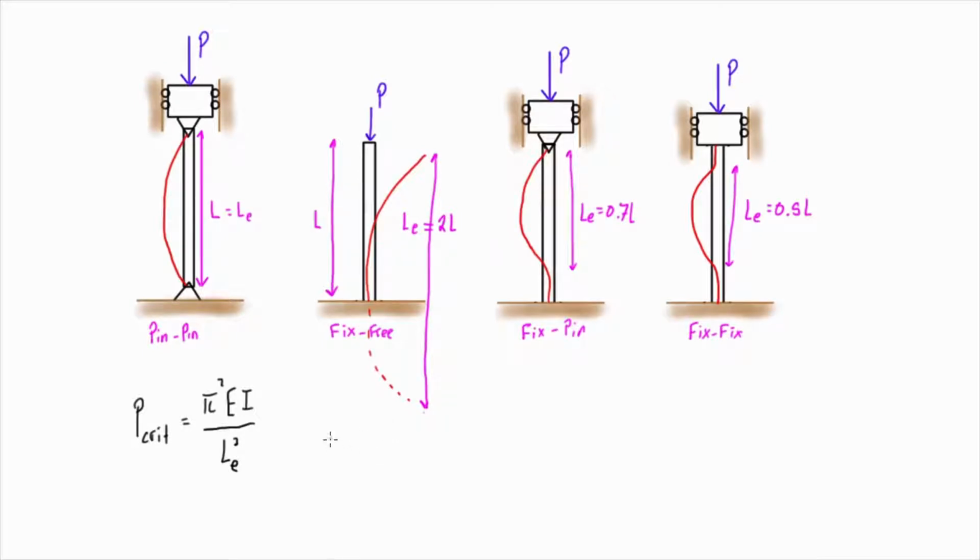Same thing goes for the other expression that we had here for critical stress. So if we just write that in, that was pi squared E over LE, so just subbing in that LE over R squared. Again, in the previous video we were only looking at the pin-pin connection, so we just had L over R squared, but to be proper you should be using LE in place of L for those two expressions.